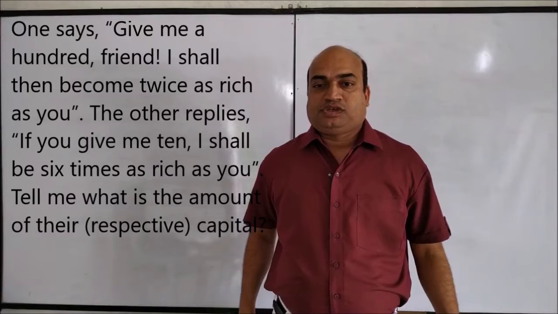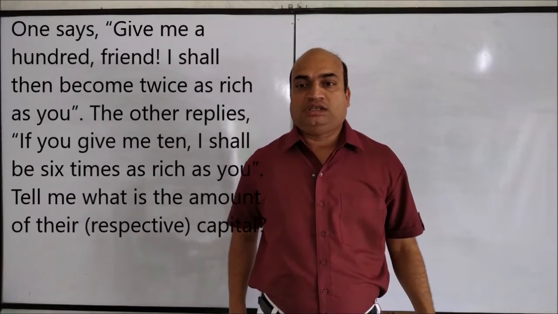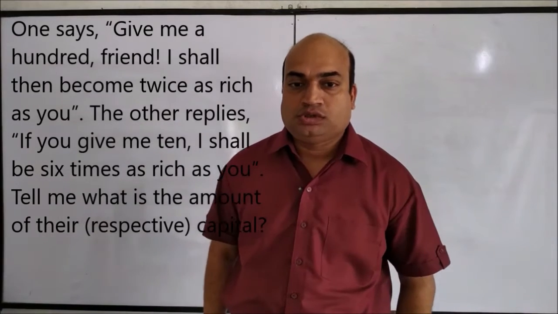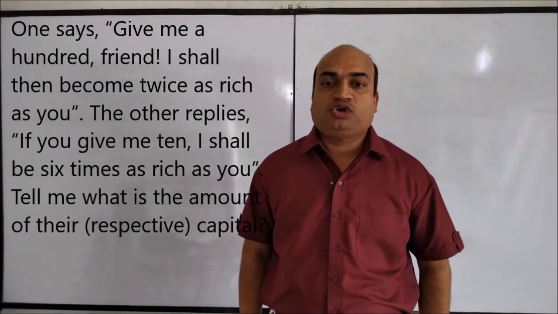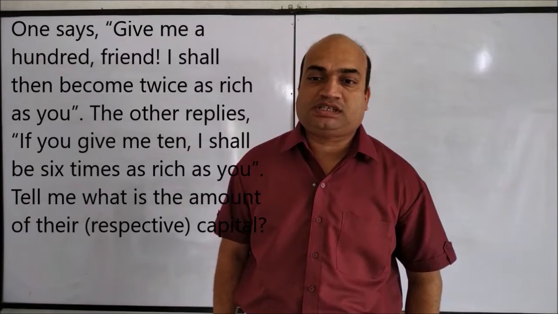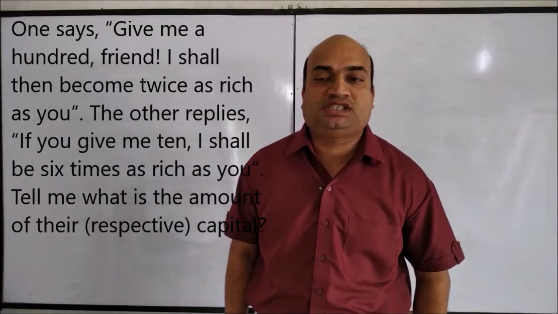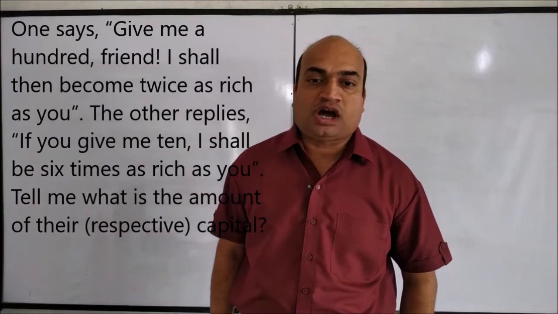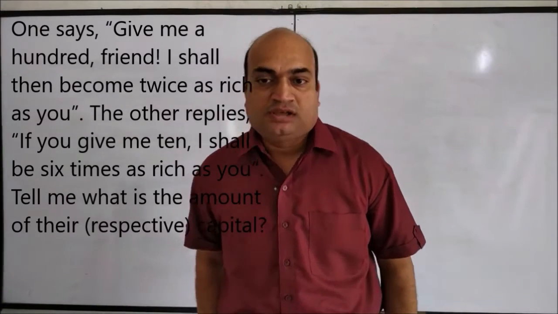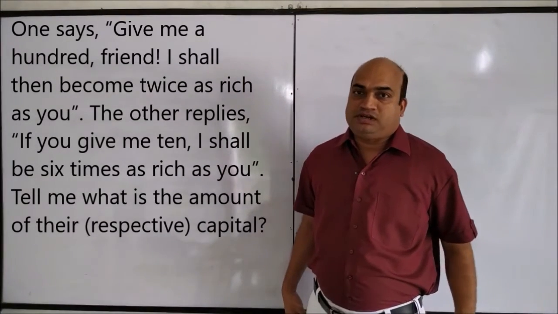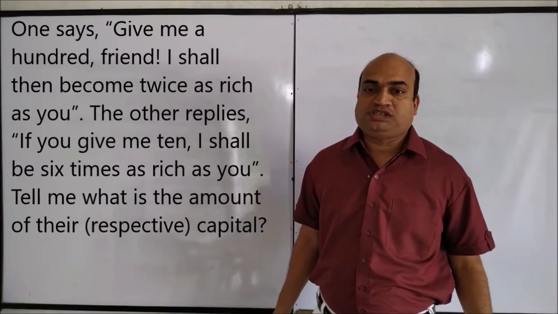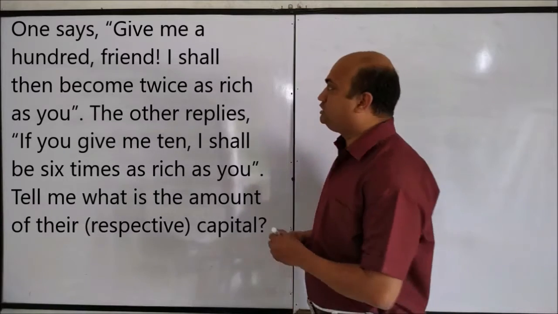One says, give me 100 rupees, I shall become twice as rich as you. The other replies, if you give me 10, I shall be 6 times as rich as you. Tell me, what is the amount of their respective capital? We consider the first friend, that is A, has x rupees, and B has y rupees.